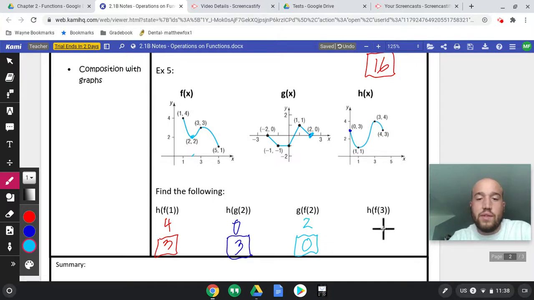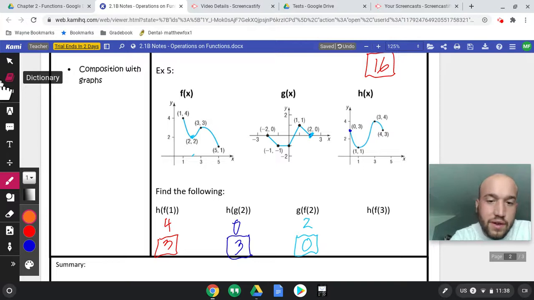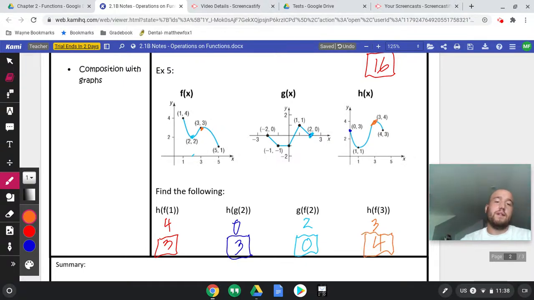That's how we'd say that. So f of 3, we'll come over here to our graph and find when x is 3, so is the y. And then h of 3, we come over here, and when h is 3, the y is 4. And that is our final answer on that.